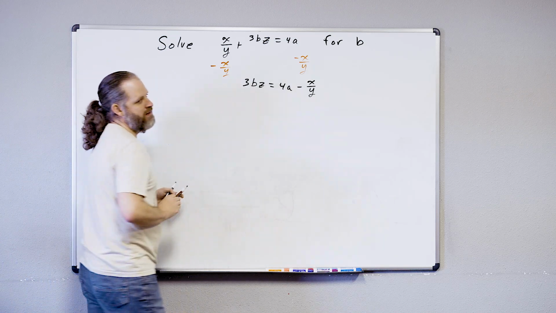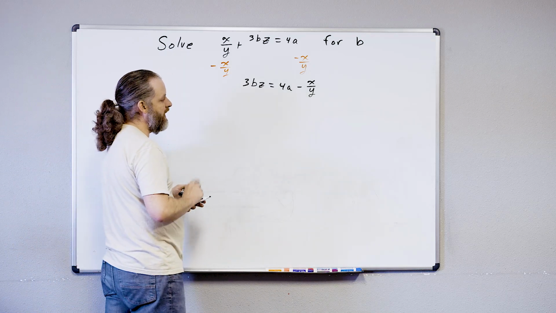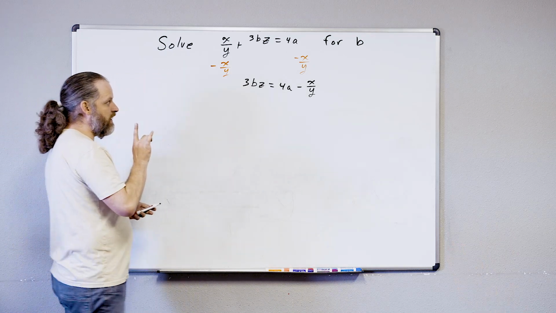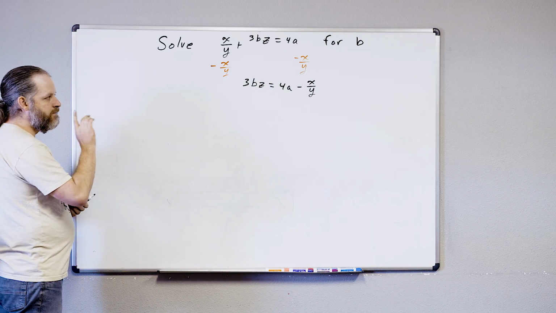How are they attached to the B? Multiplied. Multiplied, so we get rid of it how? Divide. Now, 3B, I'm gonna divide by 3Z. We want B by itself, so we're leaving the B where it goes.